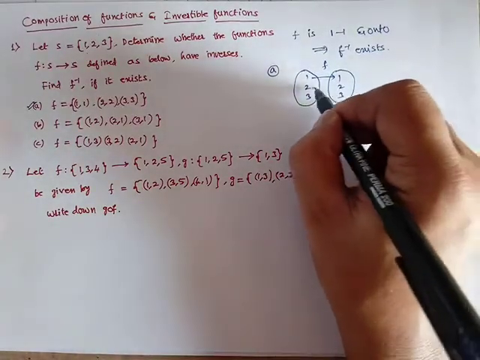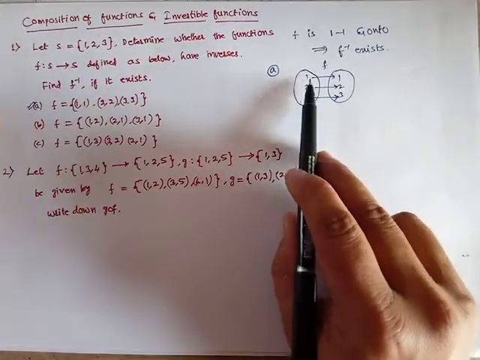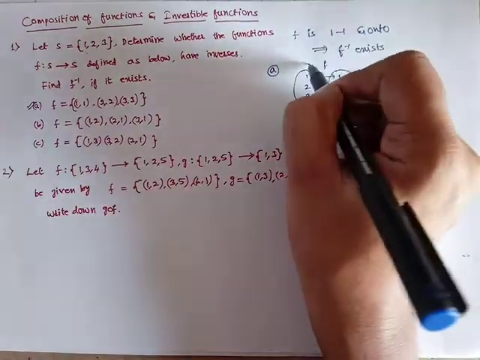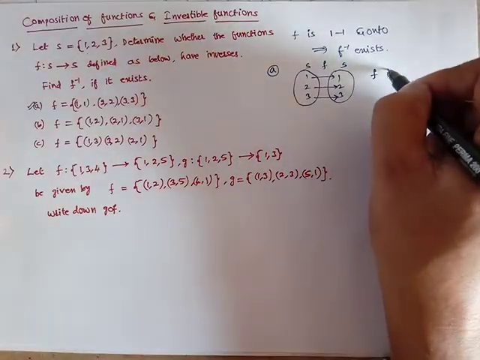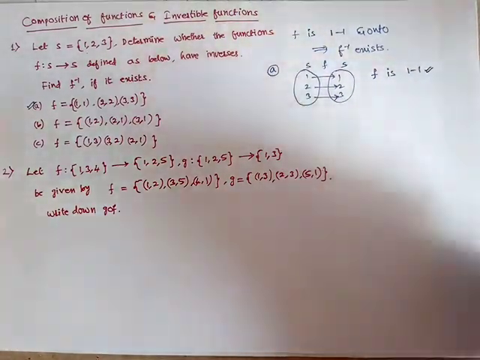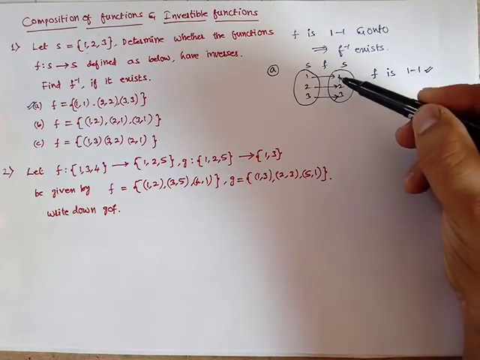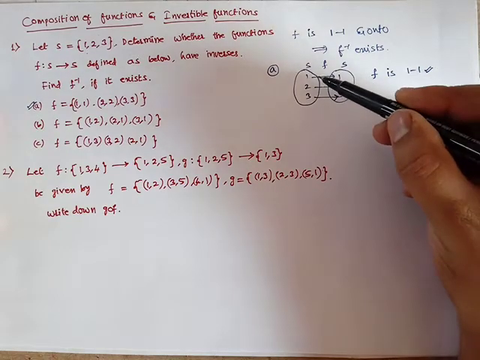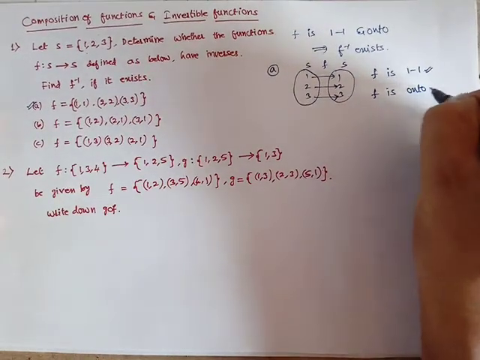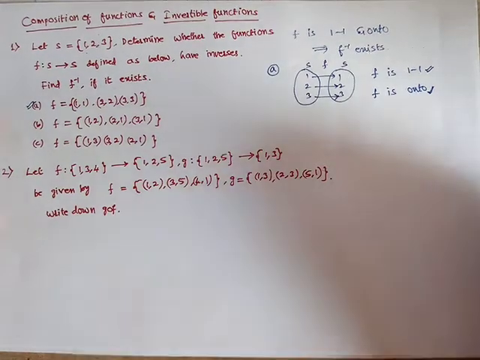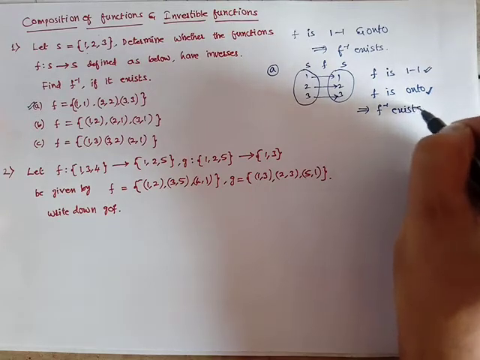So 1 is going to 1, 2 is going to 2, and 3 is going to 3. So obviously one element of the first set is going to only one element of the second set. Then it can be said to be a one to one function. And whether it is onto or not, each and every element of the second set is the image of one particular element of the first set. So F is said to be onto also. Then F is 1-1 and F is onto, this implies F inverse will exist.